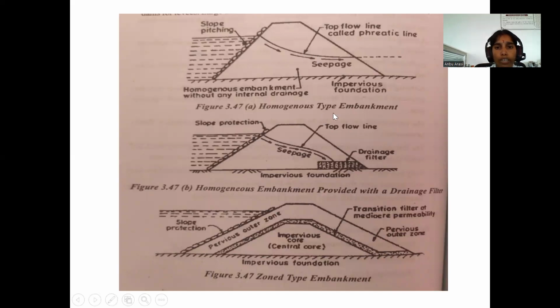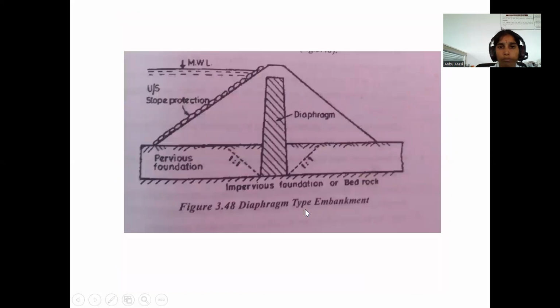This is the homogeneous type embankment. This is the homogeneous embankment with a drainage filter provided. Here is the seepage through the drainage. And this is the impervious foundation. Zoned type embankment: here we provide an additional layer, a transition filter medium permeability. This layer is in the zoned type embankment. This is the diaphragm type embankment. This is the diaphragm embankment, diaphragm, impervious foundation or bedrock.